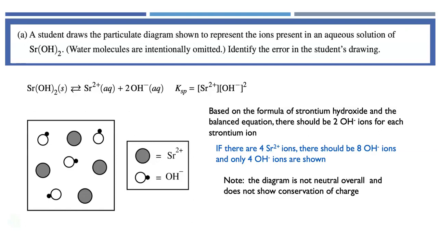The other thing I wanted to mention is that the diagram isn't neutral. This solution should be charge neutral overall, right? For every strontium ion, there are 2 hydroxides. So if I've got 4 2+ ions and only 4 1- ions, that's not a neutral solution. It doesn't show conservation of charge, so that's also a problem, but it really comes from the fact that there aren't enough hydroxide ions shown. That's what you needed to state to earn 1 point here for Part A.